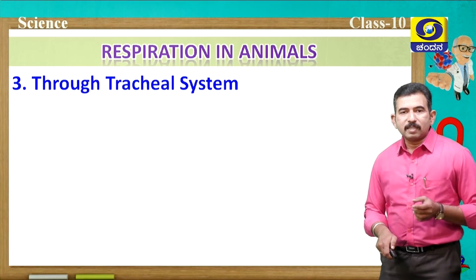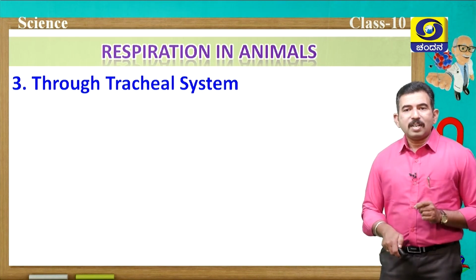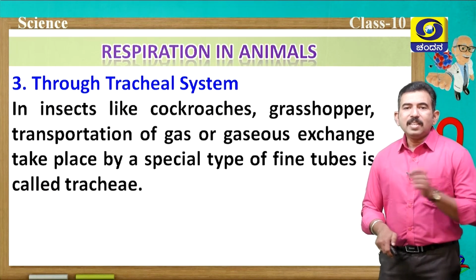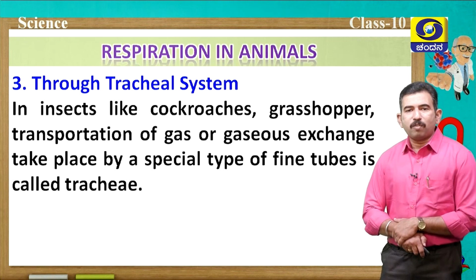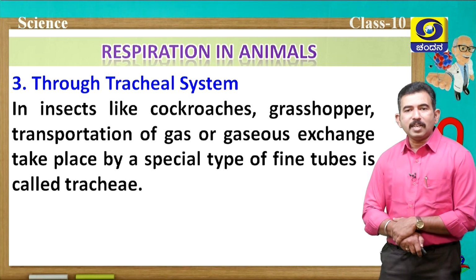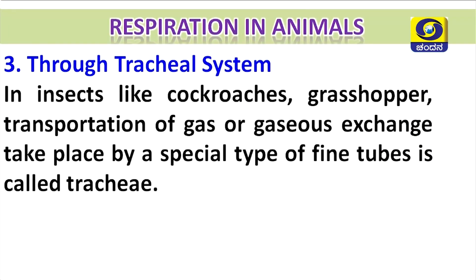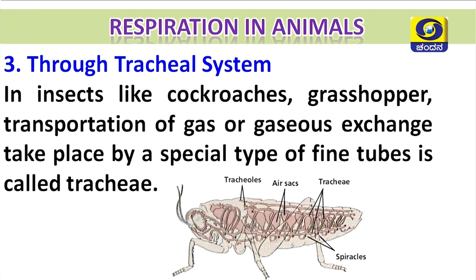Next, let us discuss respiration through the tracheal system. In insects like cockroaches and grasshoppers, the exchange of gases mainly takes place through special types of fine tubes called tracheae, and through these tracheae the respiration takes place.